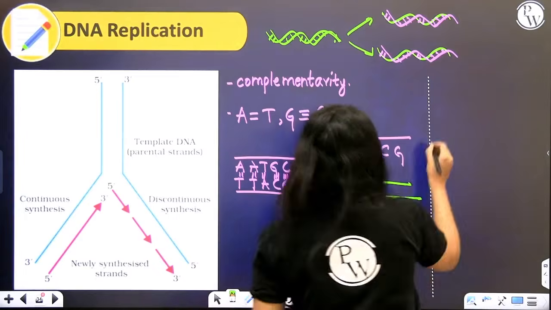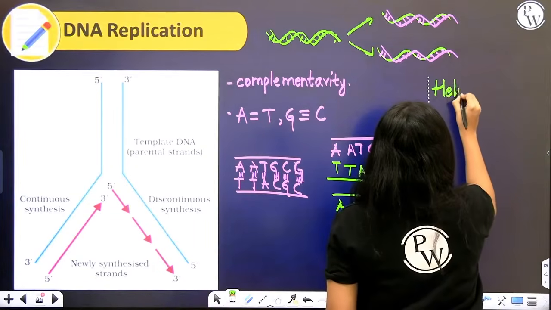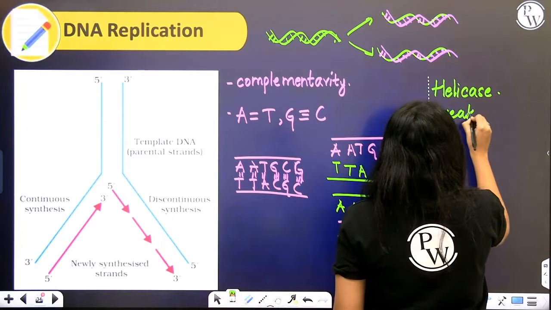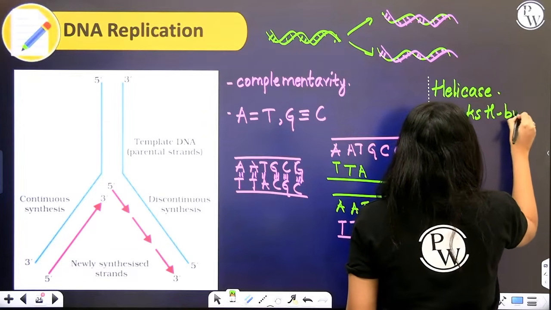We need an enzyme called helicase. This helicase breaks hydrogen bonds.